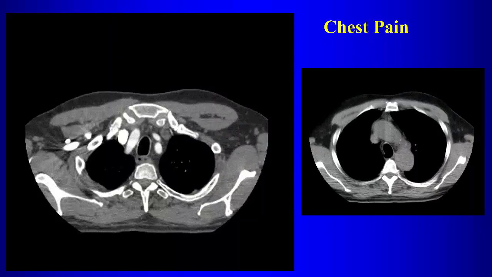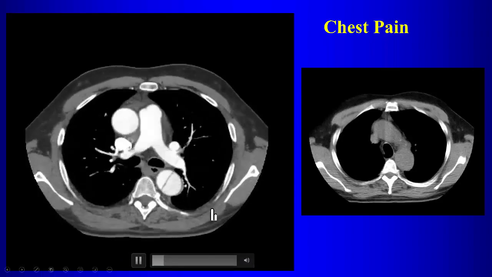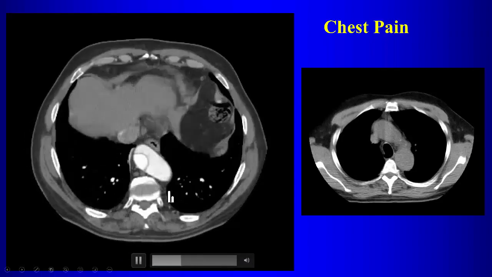Okay, so today we continue with our discussion of abnormalities that we can see through the emergency room. So starting with this case, you can see that this patient is a nice example of a thoracic aortic dissection.